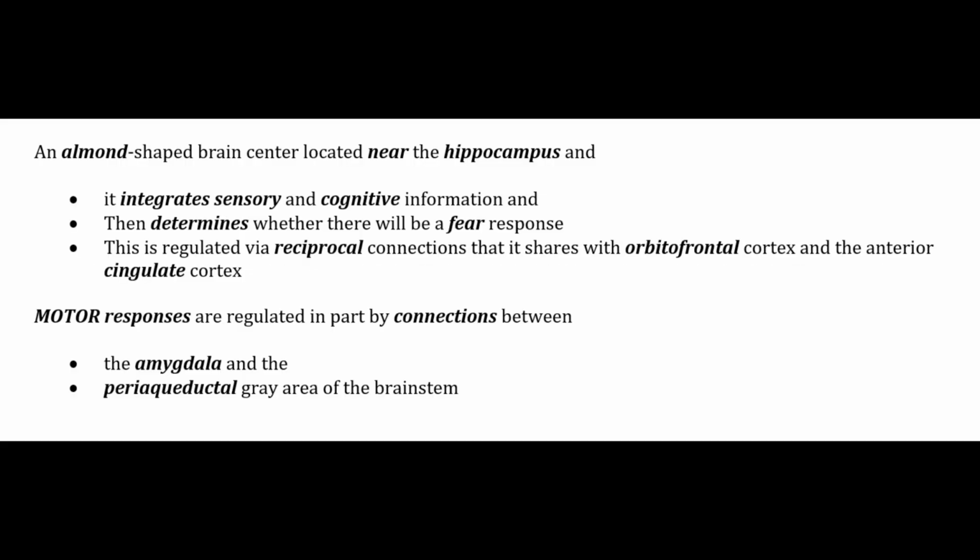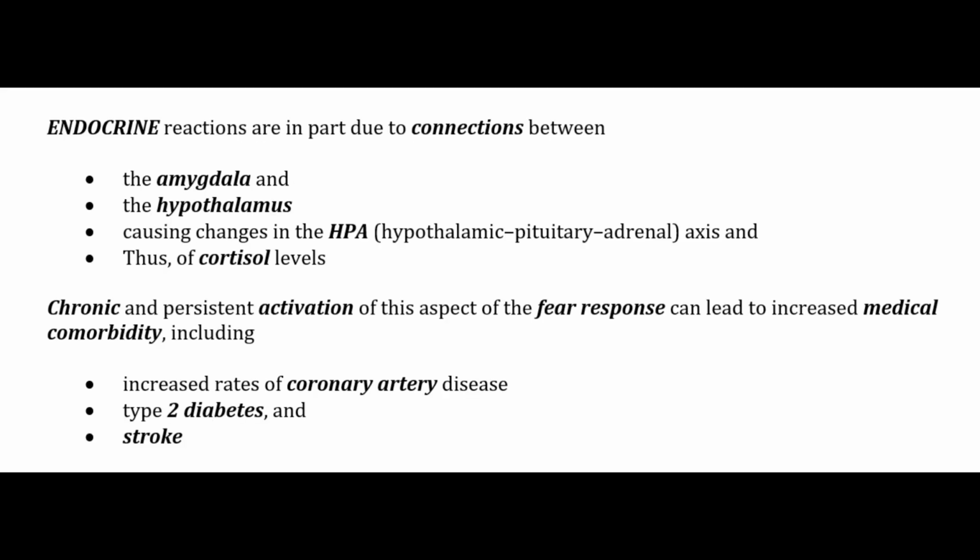It's an almond-shaped center located near the hippocampus. It integrates sensory and cognitive information and then determines whether there will be a fear response. This is regulated via reciprocal connections that it shares with orbitofrontal and anterior cingulate cortex. The motor responses are regulated in part by the connections between the amygdala and the periaqueductal gray area of the brainstem. The endocrine reactions are in part due to the connections between the amygdala and the hypothalamus, causing changes in the HPA axis and thus of cortisol levels.